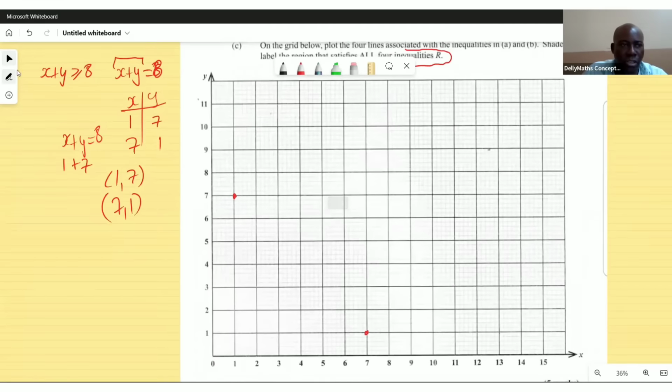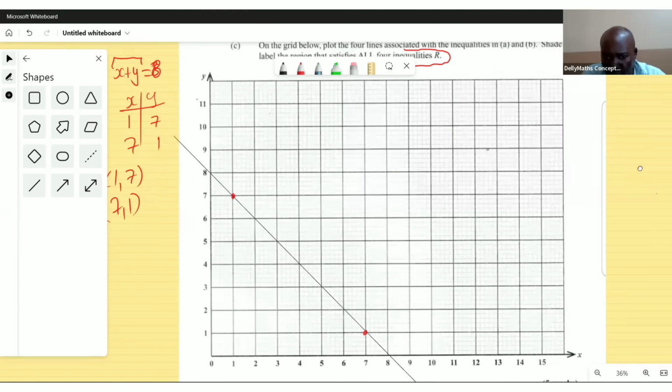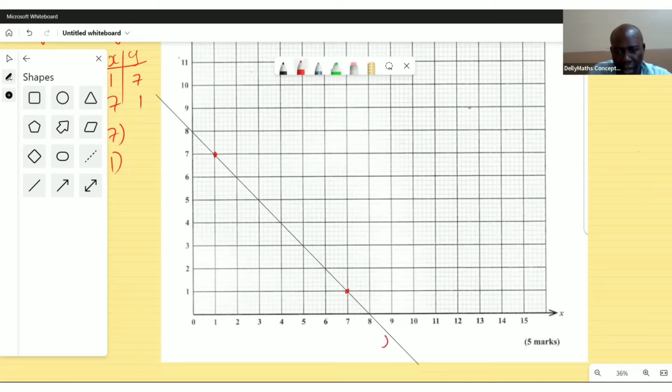So basically then I'm just going to take out my line here and I'm going to extend it, draw a line through that. There it is. There is a line. So this is the line that says x plus y is equal to 8. All right. Let's go for the next line.